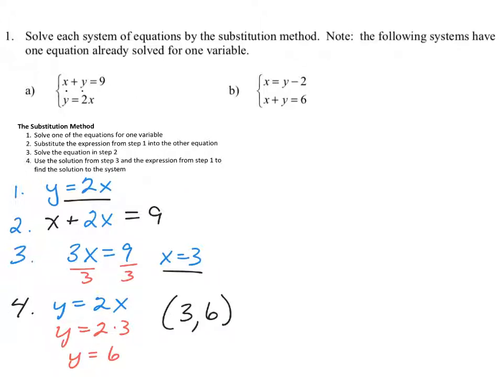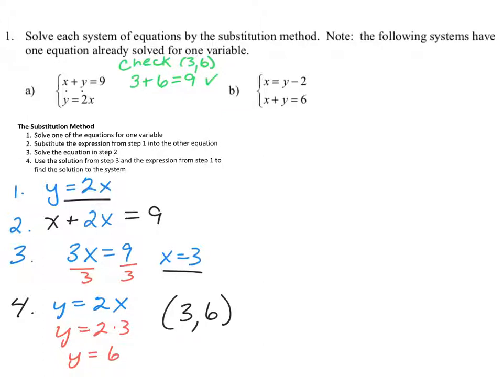Now it's always a good idea to check to make sure that this solution works for both of those equations. So let's go back to our original equations and check the point (3, 6). In the first equation we have x plus y equals 9. And if x is 3 and y is 6, we know that that equals 9. So it is a solution to the first equation.